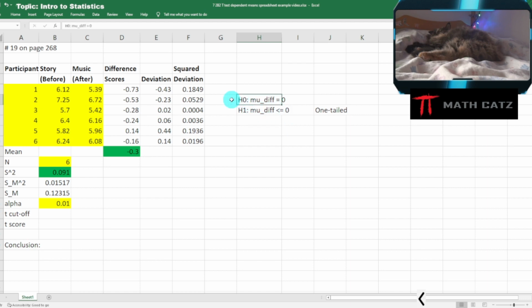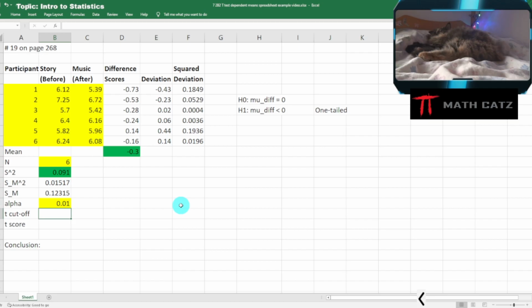So the null hypothesis is that there is no difference and the mean difference score is 0 for my population, and the research or alternative hypothesis is that it is less than. That's specifically what I'm testing. So this is going to be a one-tailed t-test. So we need to keep that in mind when we determine the cutoff. So let's determine the cutoff next. And maybe a picture might be useful here.